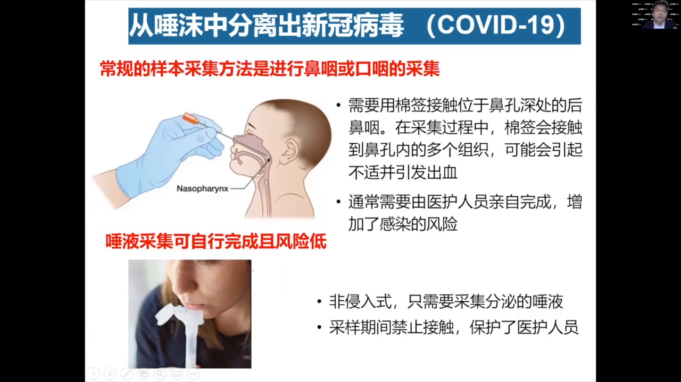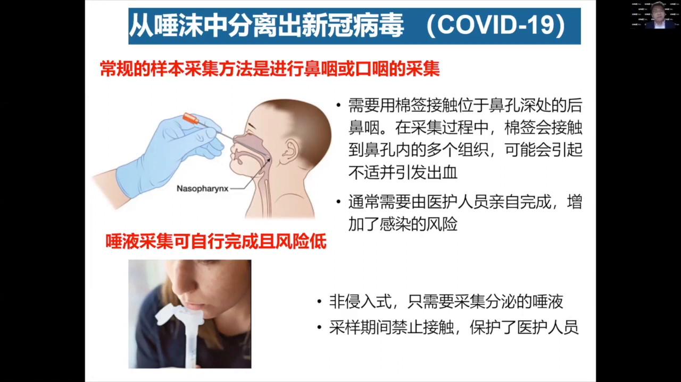But we already proved that we can separate exosomes from saliva, and saliva will contain coronavirus if this person has coronavirus. So what you can do is collect this sample yourself, right? And you can send it out, and our device is probably the only point of care technique that can separate these nanoparticles, such as virus or exosomes, within 1 minute.